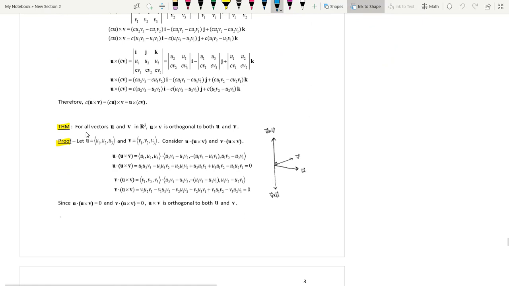Now this theorem says that for all vectors u and v in R3, u cross v is orthogonal to both u and v. We already discussed that u cross v is perpendicular or orthogonal to both u and v.